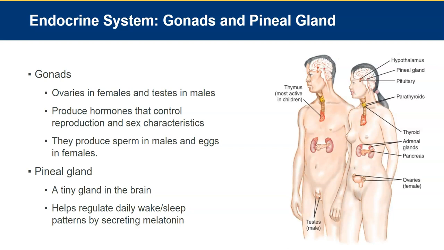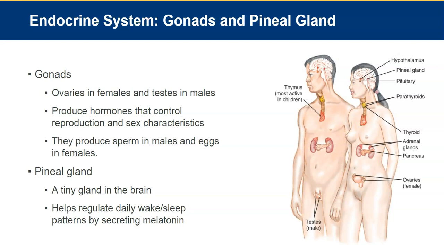We'll finish our discussion of the endocrine system with the gonads, ovaries in females and testes in the males, and those produce hormones that are responsible for sexual development and sex characteristics such as facial hair in men and so on.